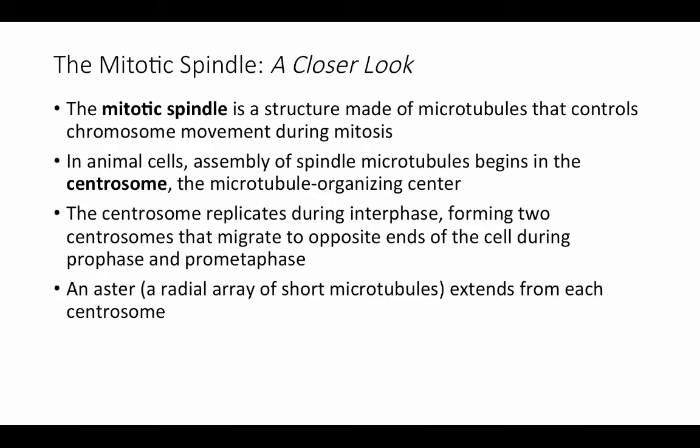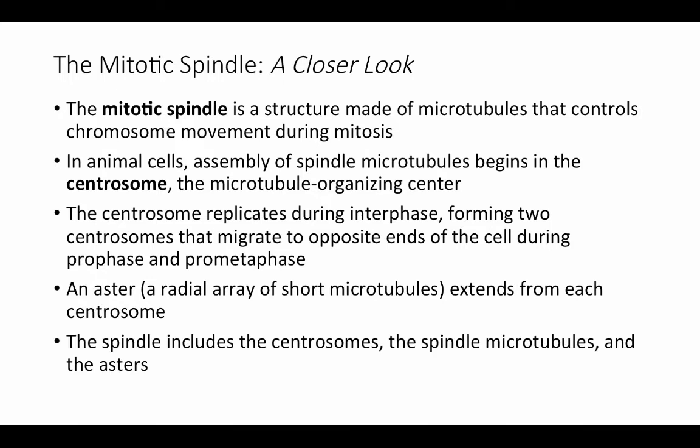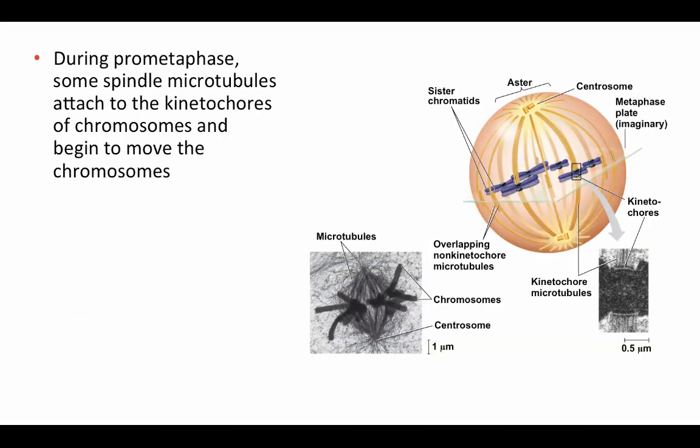An aster, which is a radial array of short microtubules, extends from each centrosome to sort of anchor it and hold it in place. And when we talk about the spindle as a structure, included in that structure are the centrosomes, the spindle microtubules, and also the asters. So this whole structure that radiates out from this microtubule organizing center is part of what we call the spindle. So again, this is reviewing, but this is gearing up for a deeper understanding of what's actually happening here.